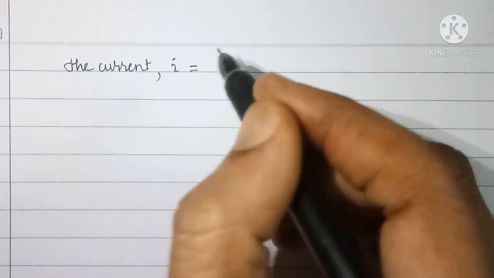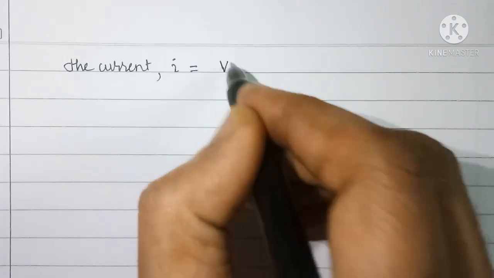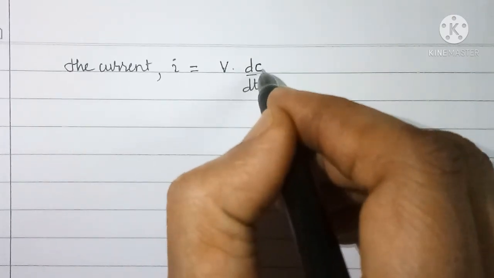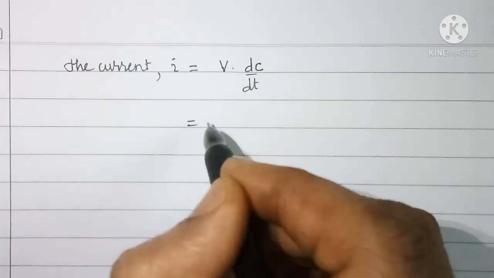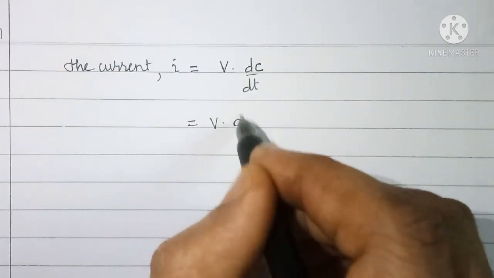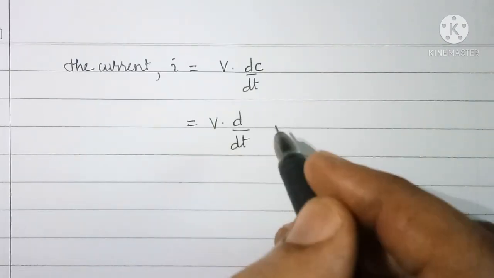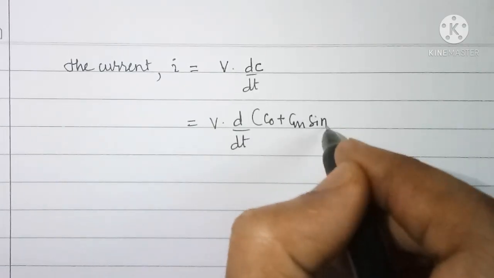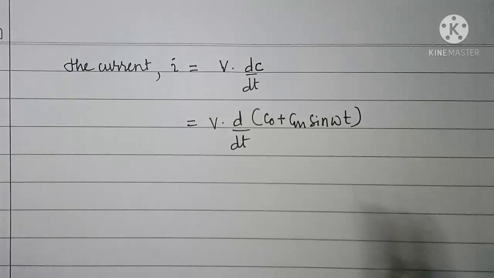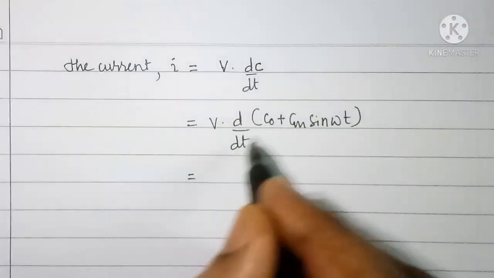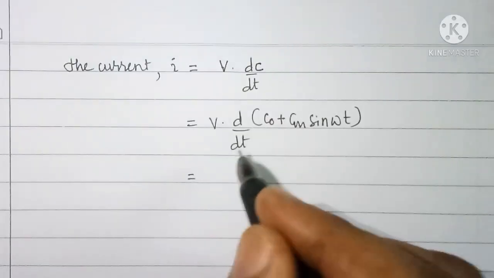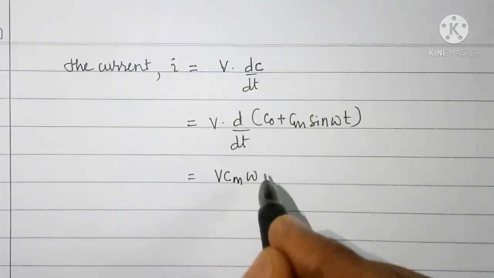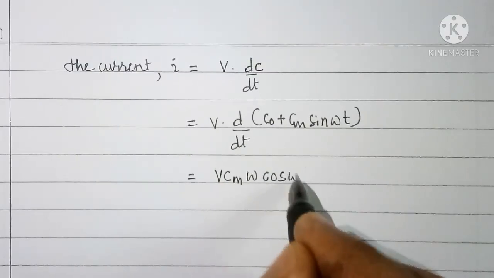The current i may be calculated as V into d by dt of C, that is V into d by dt of C naught plus Cm sin omega t. Since C naught is constant, differentiation of C naught will be zero. We get V into Cm into omega cos omega t.